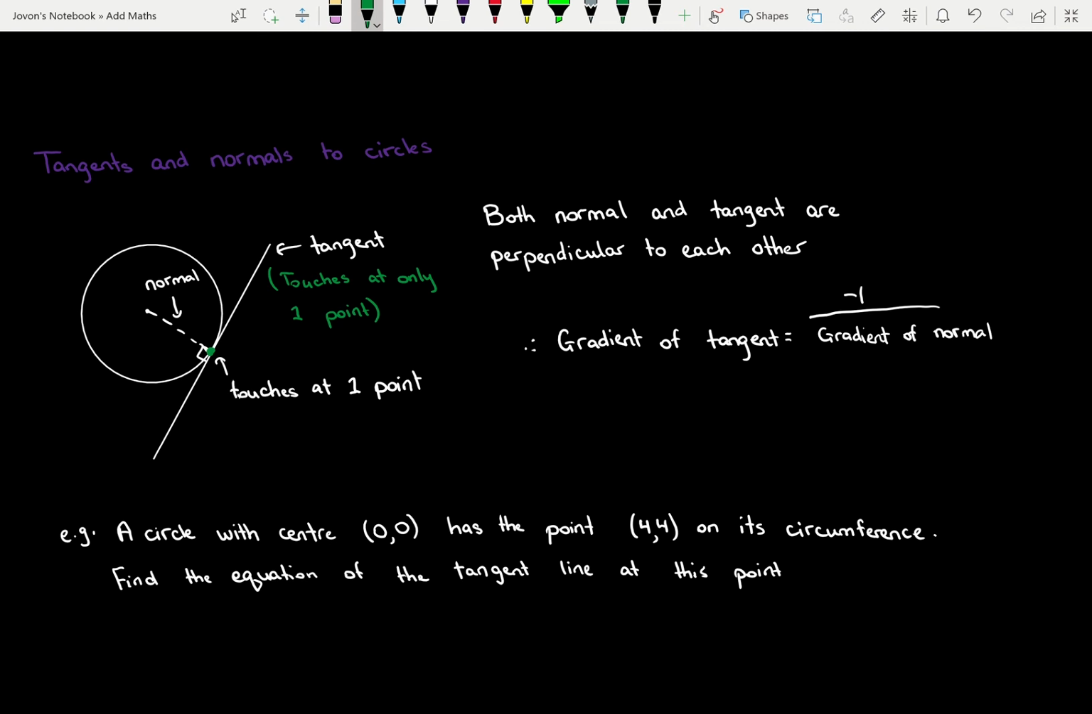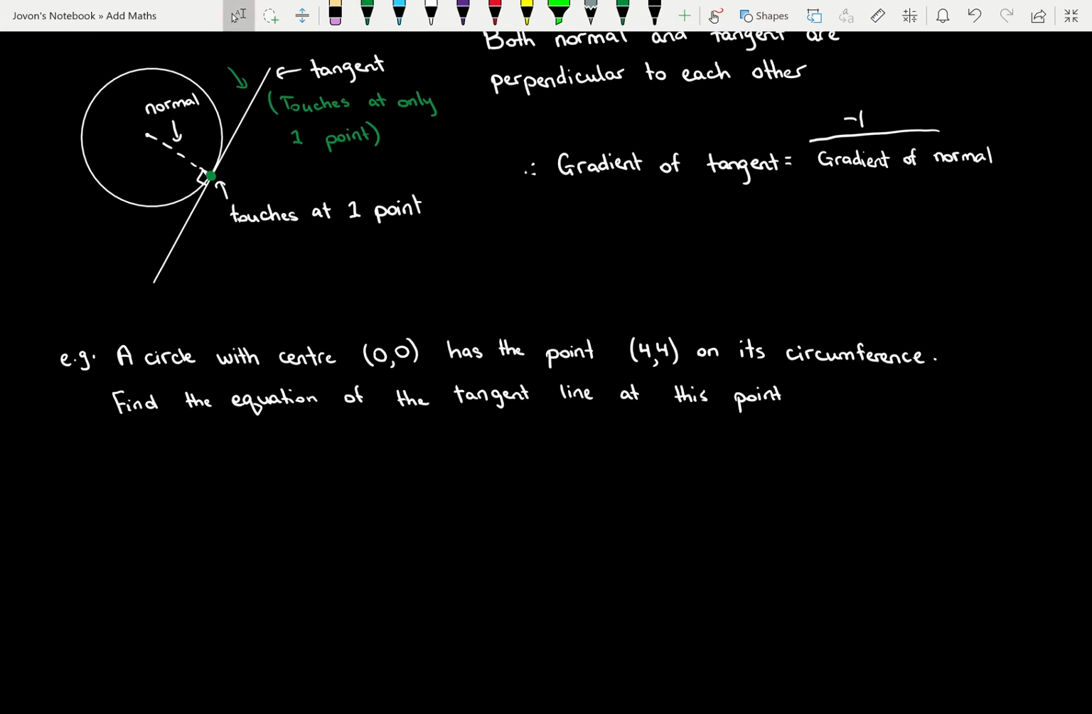A common question they would ask is to find the equation of a tangent line which touches the circle at a given point. You basically have to find the gradient of the normal, then use that to find the gradient of the tangent, and then we need a point on the line, and this point on the circumference is the point you use. So let's see an example. A circle with center 0, 0 has the point 4, 4 on its circumference. Find the equation of the tangent at that point.